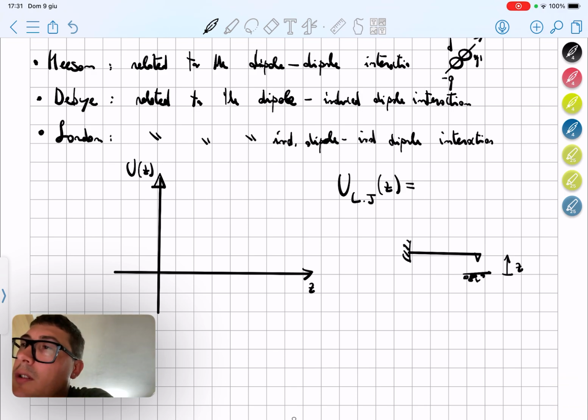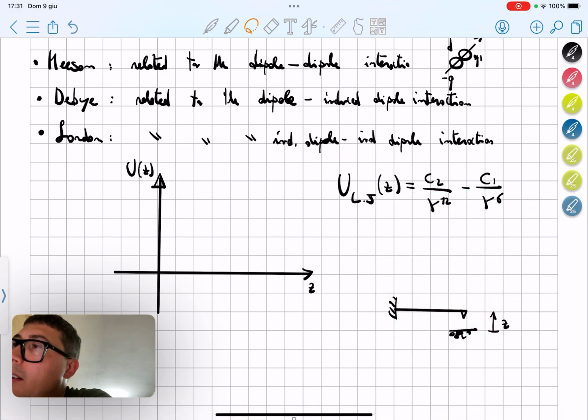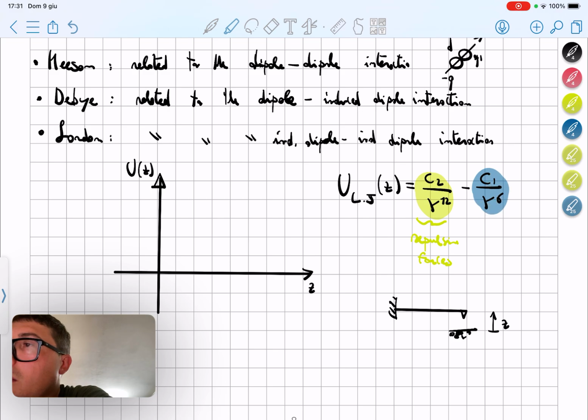And this potential has a particular shape. Let me write it and then comment. It's C1 over R to the 12 minus C1 divided by R to the 6, where this part here is the repulsive forces, whereas this other part is the attractive forces.